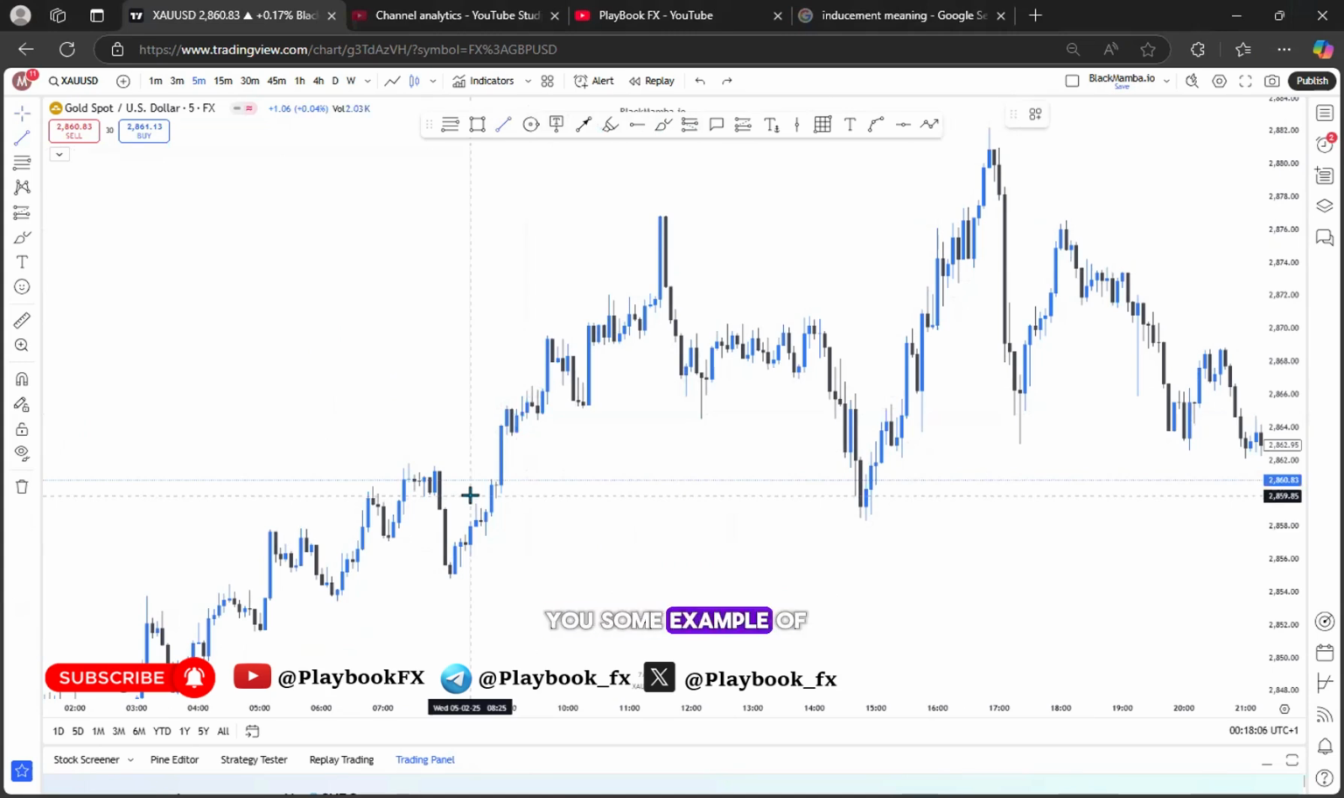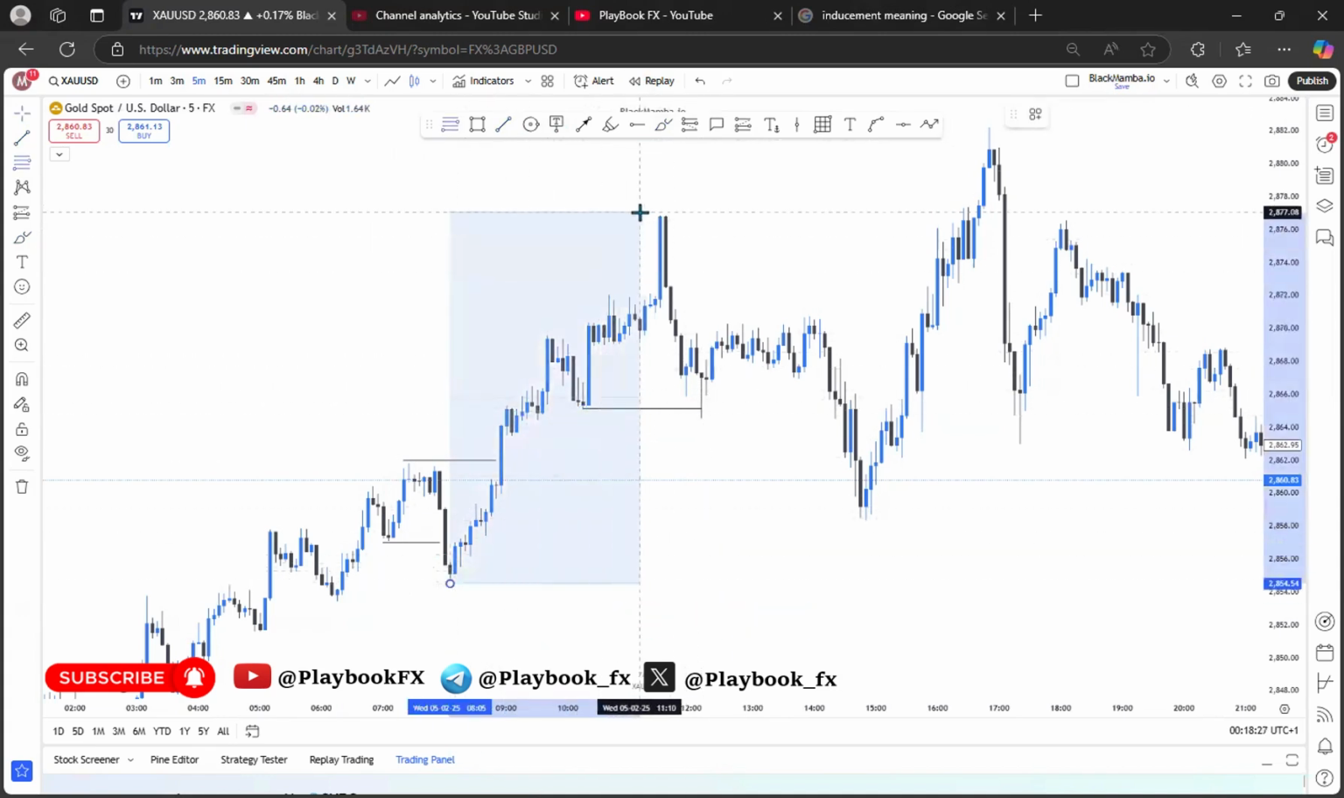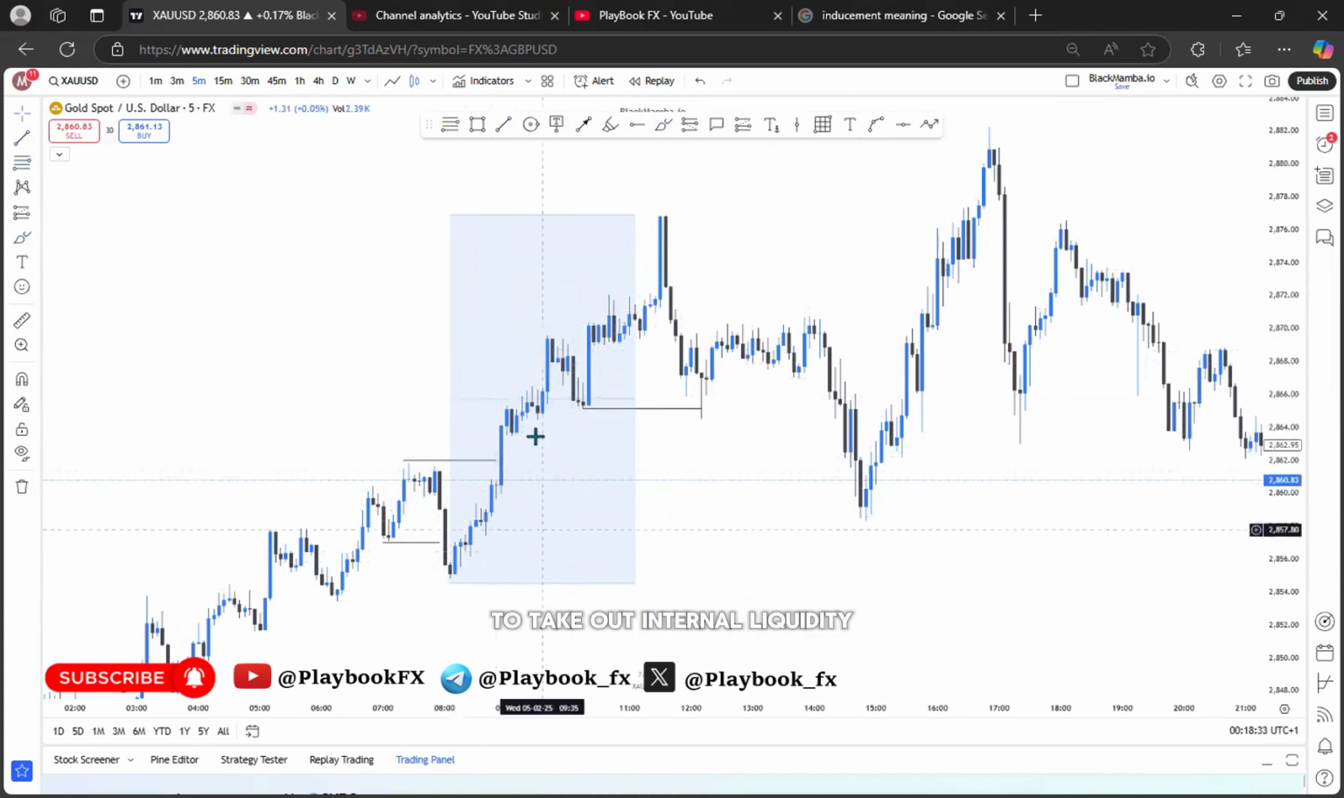So let me show you some examples on the chart. This is good. We have a sweep of liquidity here and a break of structure. Now we have a protected low here. The moment price takes out this low here, we have a range from here to here. Now we'll be expecting price to retrace back down to take out internal liquidity or continue pushing to the upside.